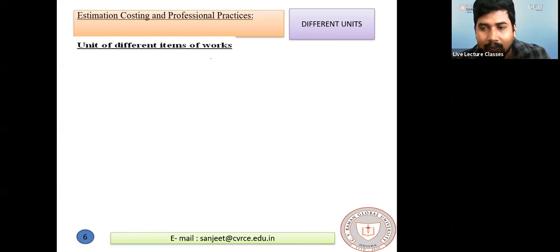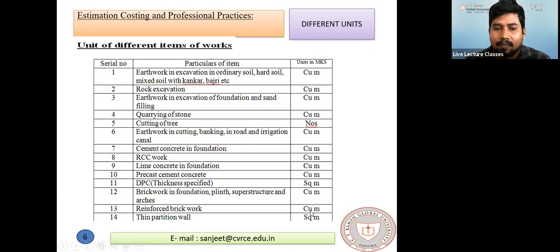So now we have to read what are the different units of different items of work. You see, I've given a table. Let us discuss. These are the particulars of different items, and I have mentioned the unit here. First, excavation in ordinary soil, hard soil, mixed soil with conker and bajri. If some stones are there in the soil, the unit of this soil is cubic meter. These things they are generally asking in SSC or OSSC exams, the units of different items of work. Okay. Rock excavation, excavating the rock, is also in cubic meter.